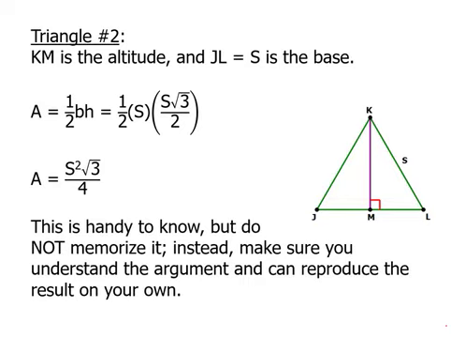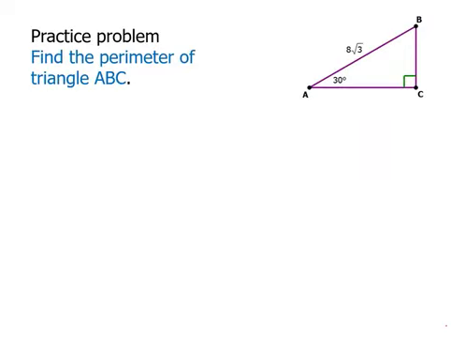Now this is a very handy formula to know, but do not memorize it. Instead, make sure you can understand the argument and reproduce the result on your own. In other words, start with the equilateral, build the 30, 60, 90 triangle, and wind up with this formula. And if you can produce this same formula again and again, then you really understand it. Here's a practice problem. Pause the video and then we'll talk about this.